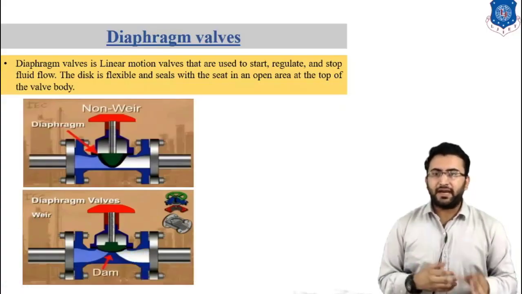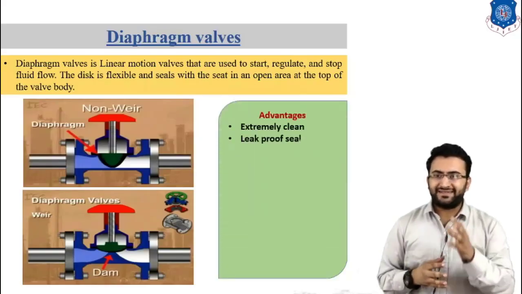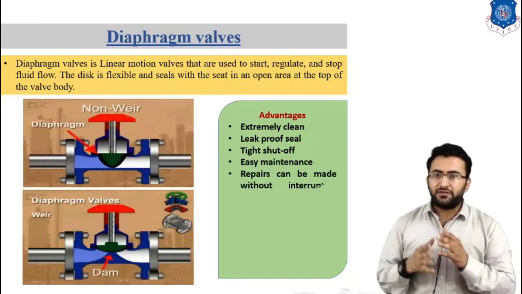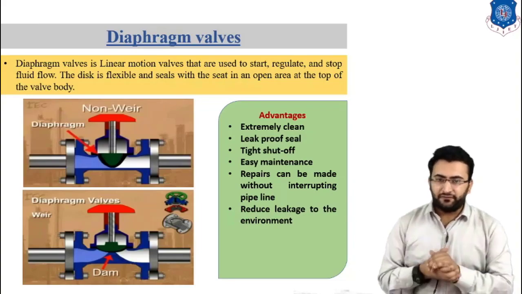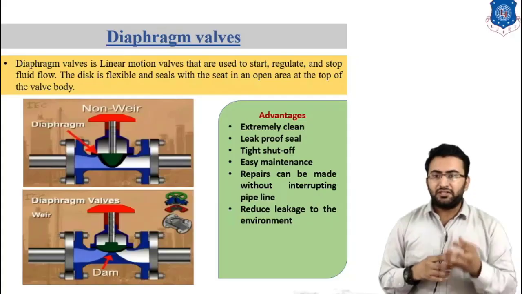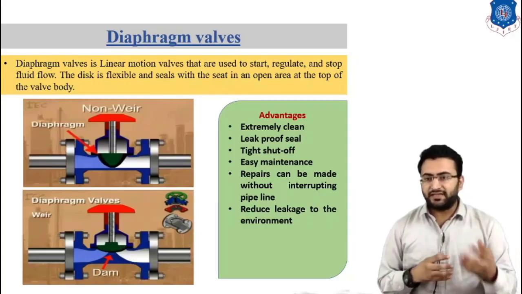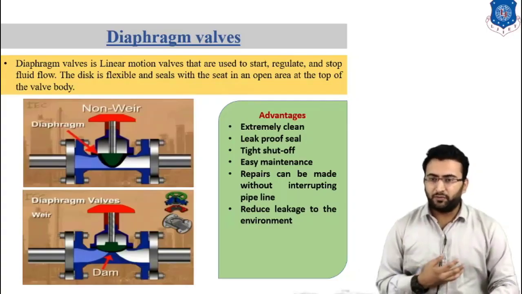So there are various advantages of the diaphragm valve. The diaphragm valve is an extremely clean valve. It's also a leak proof valve and tight shut off valve. It's easy to maintain this type of valve. Repairing of this valve can be done without disturbing the pipeline, and it reduces leakage to the surroundings, or you can say it reduces leakage to the atmosphere.